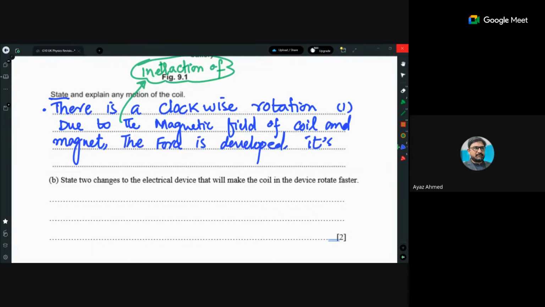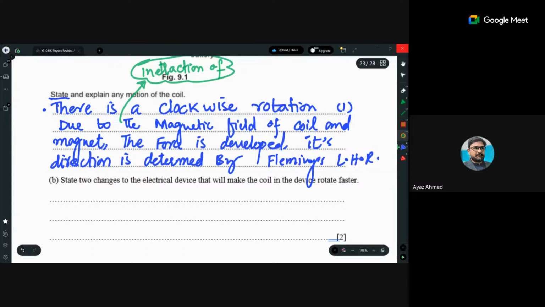Got it? Its direction is determined by Fleming's left-hand rule. You got it? You have explained everything, what will happen and why it will happen, and how I knew it will be clockwise. सही है?